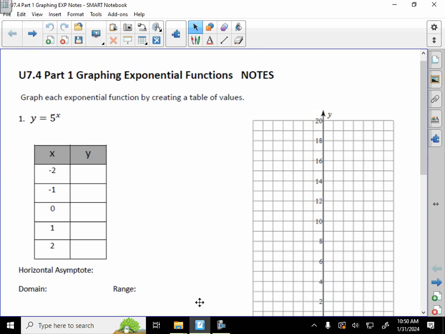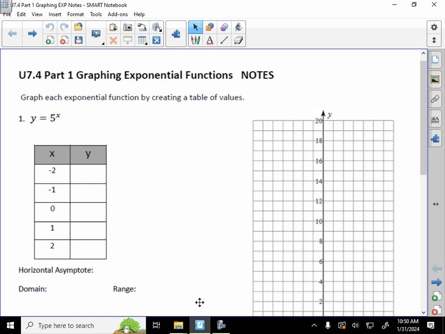All right, algebra 2. We're going to go ahead and start the graphing. I'm going to break this up into two parts. We'll do part 1, which is pretty much the setup for exponential graphing, and then we'll do part 2 in the next lesson. So we're going to go ahead and graph y equals 5 to the x.